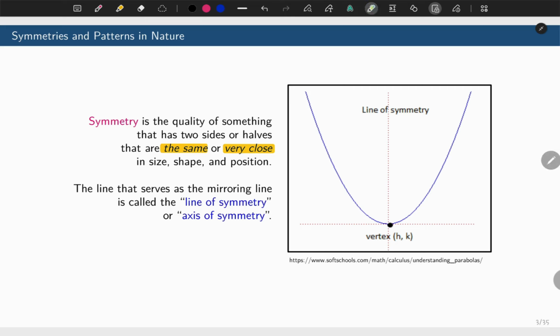On the figure on the right, you see a parabola opening upwards. What you see on the left is also on the right. They are mirror images of each other through the line of symmetry.